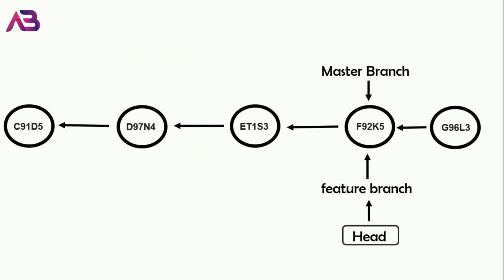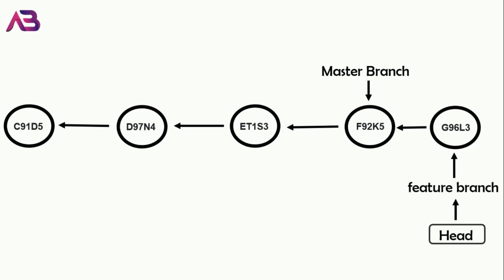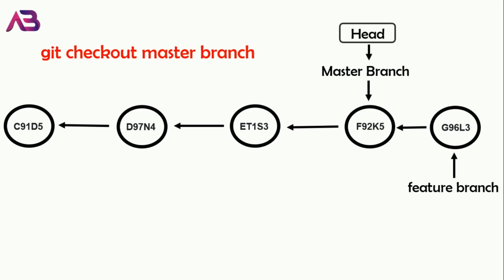And once you perform a commit operation while you are in the feature branch, at this point the head pointer and the branch will move forward to the new commit that you have made. This simply means that you are working on the new branch. Again, if you want to switch back to the master branch, you just use git checkout and the branch name, which is master. So now the head pointer will be pointing to the master branch again.